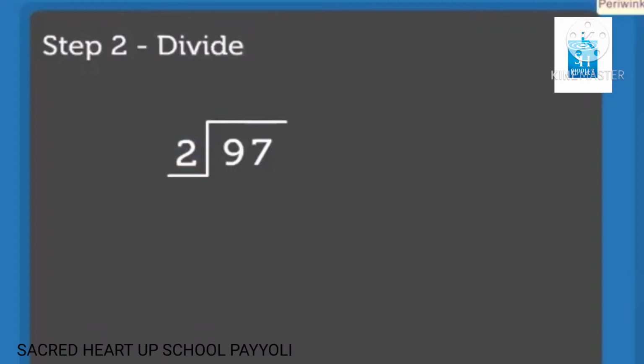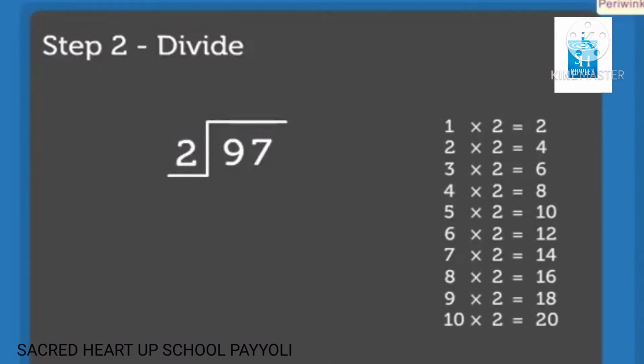So step 2 is doing the division. Here as the divisor is 2, we use the table of 2's to find the products which are equal to or less than and nearest to the digit of the dividend, that is 9. So the nearest product is 8. Hence we write 4 above 9.